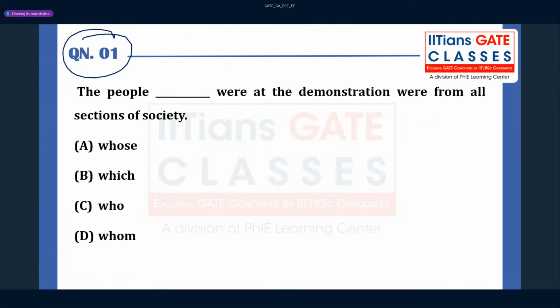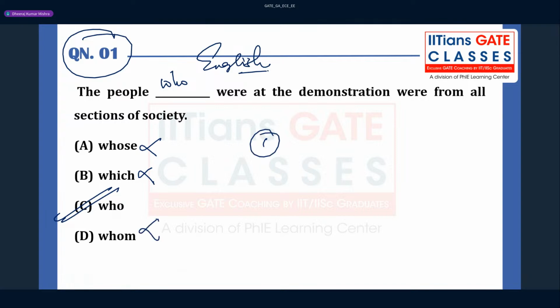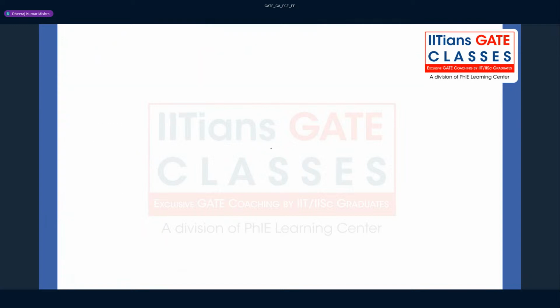Question number 1. What they have given here is: the people dash were at the demonstration were from all sections of the society, right? The people whose were, this cannot be correct. The people which cannot be correct. The people who can be correct here. The people who were. This question is from English, guys. The people who were at the demonstration. So option C will be correct, and this is also wrong. I think this question can be done without any additional thought. So option C is going to be correct for the first question of electrical engineering.